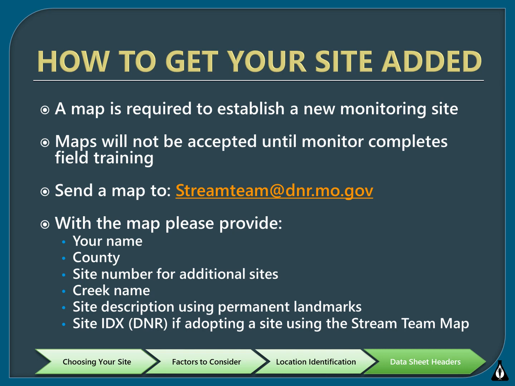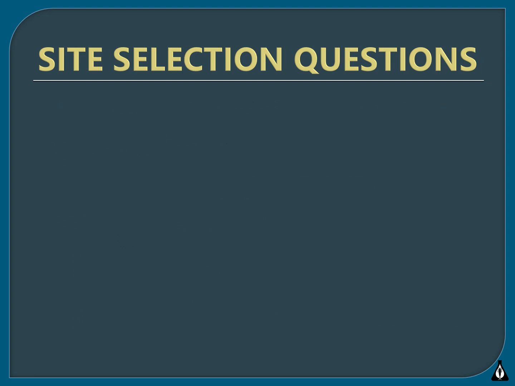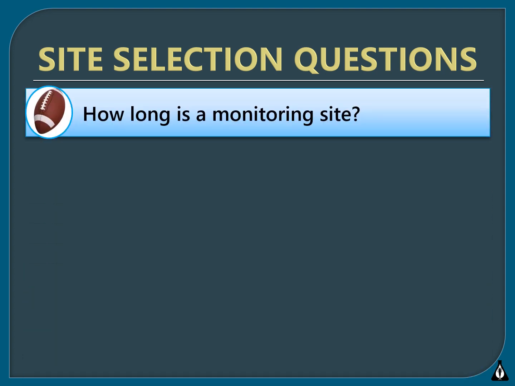All right, we're going to go through a little summary with some questions on some of the features we've covered in this chapter. Number 1, how long is your monitoring site? Think about those football fields. It's 100 yards or 300 feet in length.